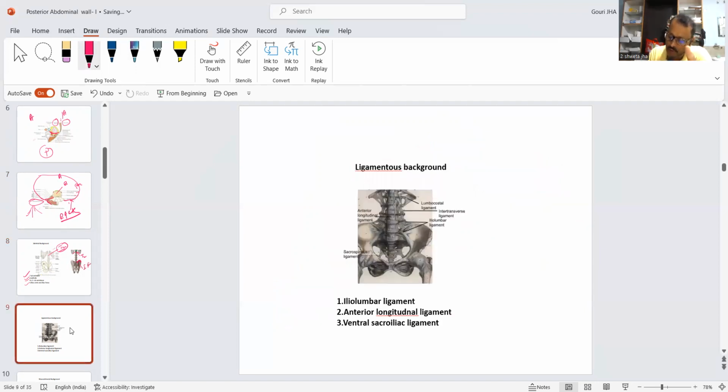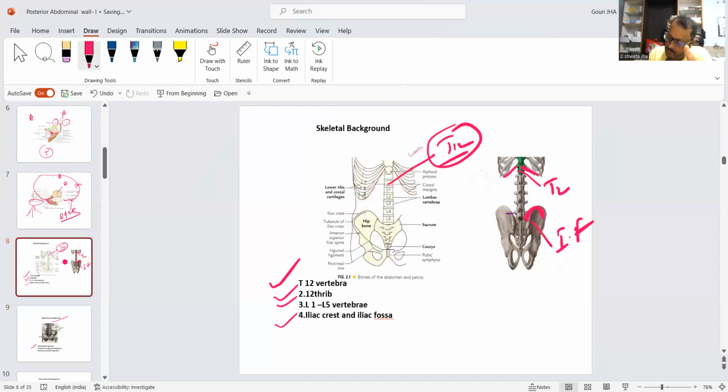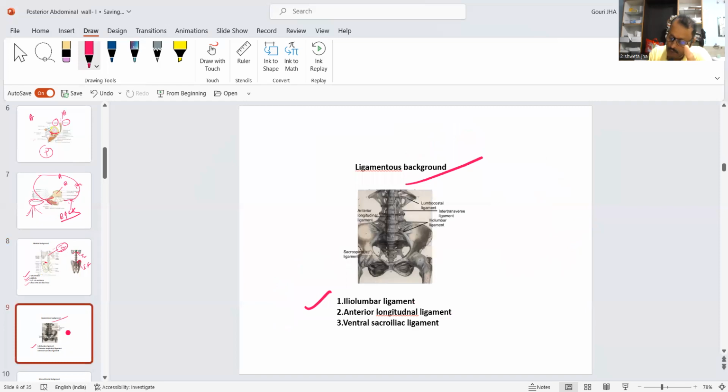Now coming to the next, we have got the ligamentous background also. So the iliolumbar ligament, as we have just seen. In this diagram it is more clear. From the transverse process of L5 to the iliac region, we have the iliolumbar ligament over here, connecting the transverse process of L5 to the iliac region.